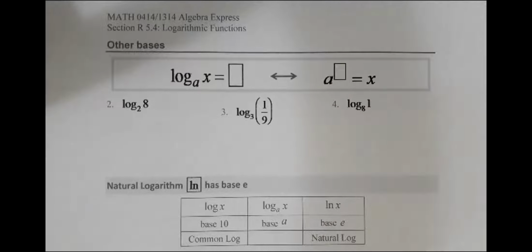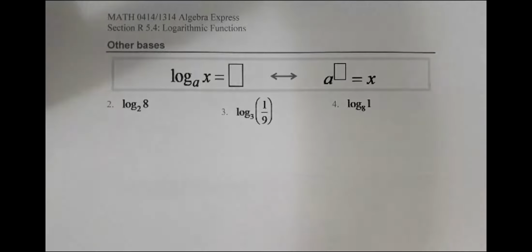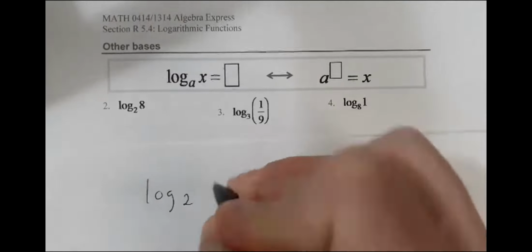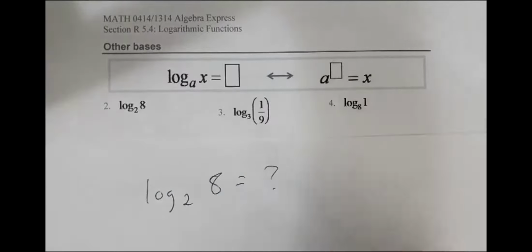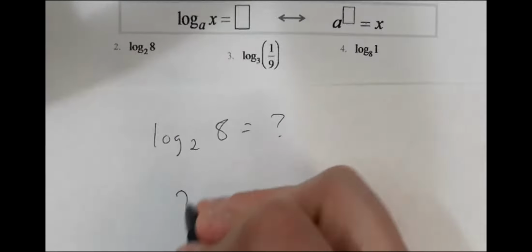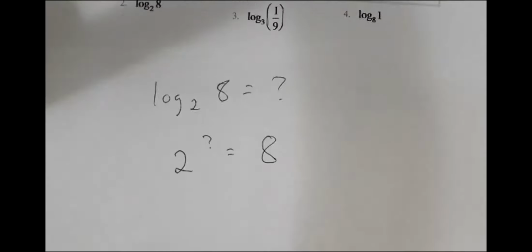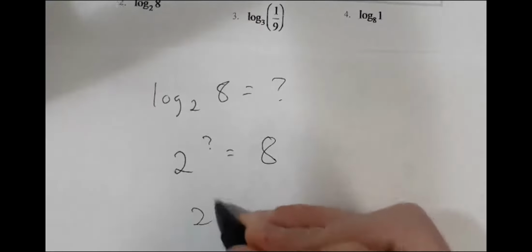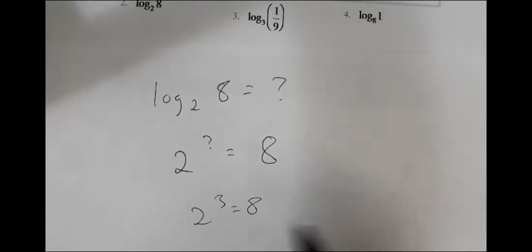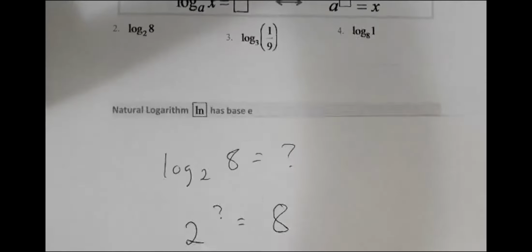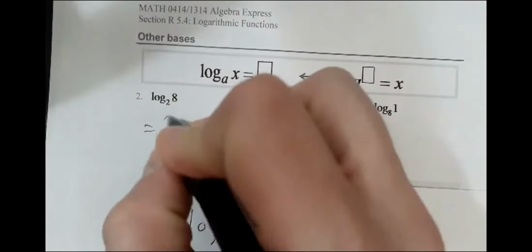Okay, so now we want to start talking about other bases. Besides base 10, we can have other bases. If I look at something like log base 2 of 8, what I should be thinking is, log base 2 of 8 is equal to what? I should be thinking about 2 to the what is giving me 8. It should be 2 to the third is giving you 8. So since 3 is my exponent here, log base 2 of 8 should be giving me 3.